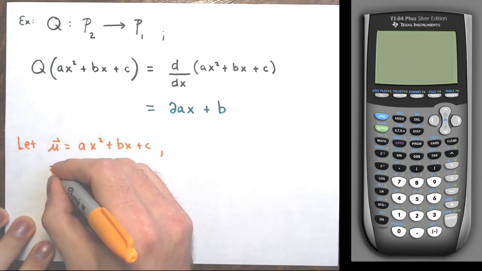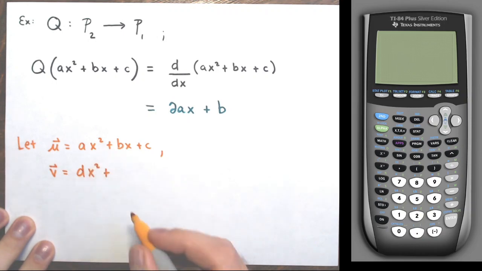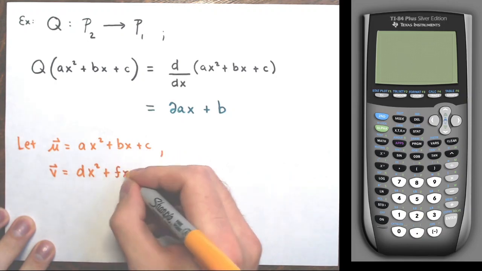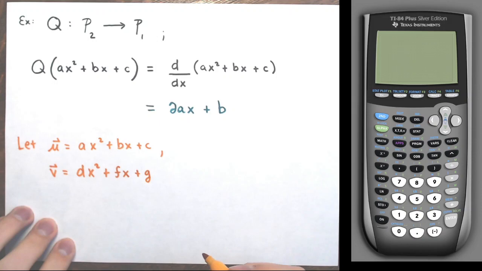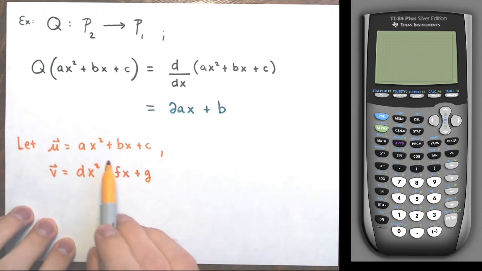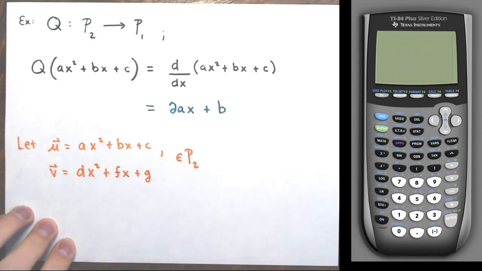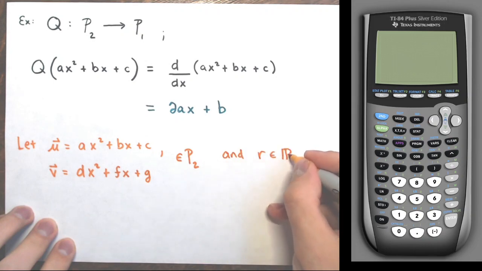And a vector v that is dx squared plus, now I don't typically like to use the lowercase e as a representative of a number because e is a number, 2.71828 and so on. So instead, I'll skip over e and say fx plus g. Again a, b, c, d, f, g are just numbers, and these belong to P2. These are polynomials of degree 2 or less. And let r be any real number, our scalar.